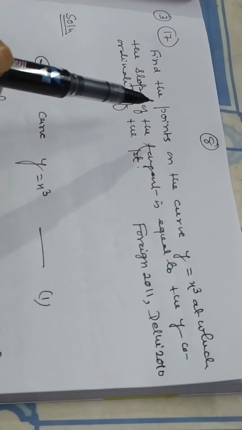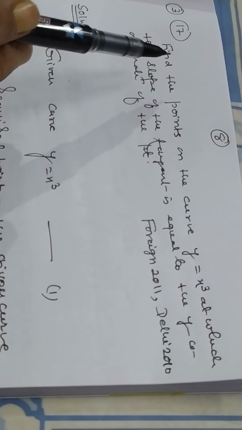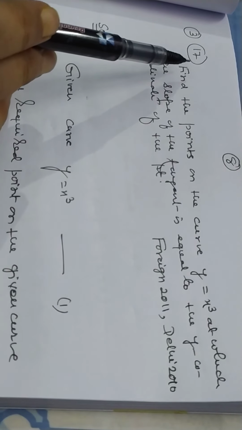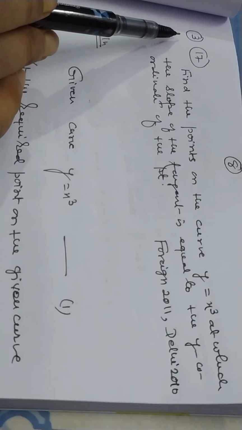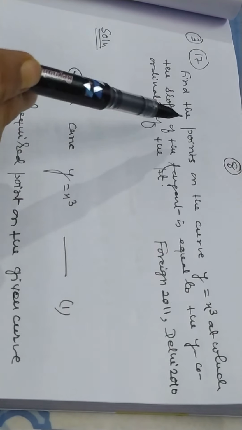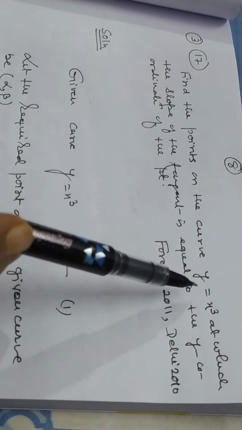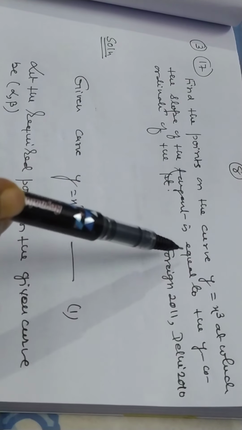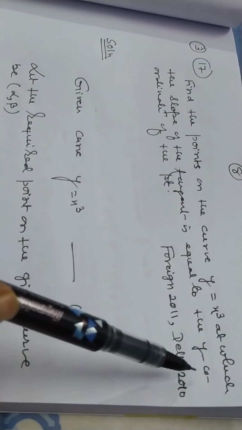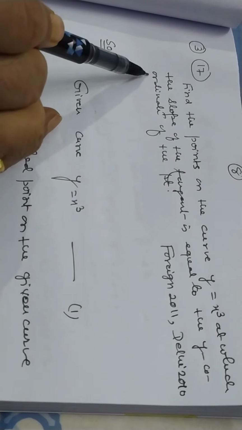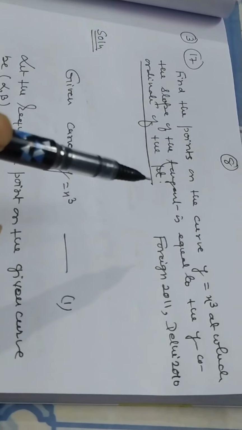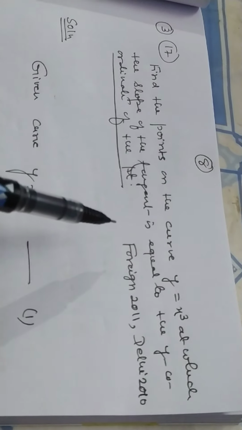Dear students, now I want to solve problem number 17 of NCERT of this exercise and problem number 3 of study material. Find the points on the curve y is equal to x cube at which the slope of the tangent is equal to the y coordinate of the point. In this question we only have to find the points, which is very easy.